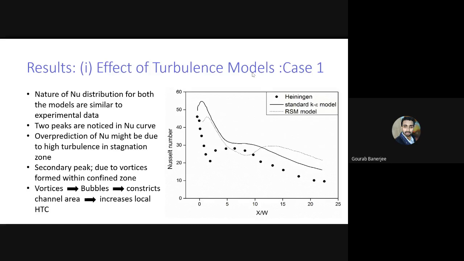Now, actually, during these vertical flows, what happens? The vortical flows break down into miniaturized turbulence or bubbles. These bubbles constrict the channel area, and whenever there is a constriction in the flow channel area, the local heat transfer coefficient increases. This might be attributed to the formation of a secondary peak within the flow domain.